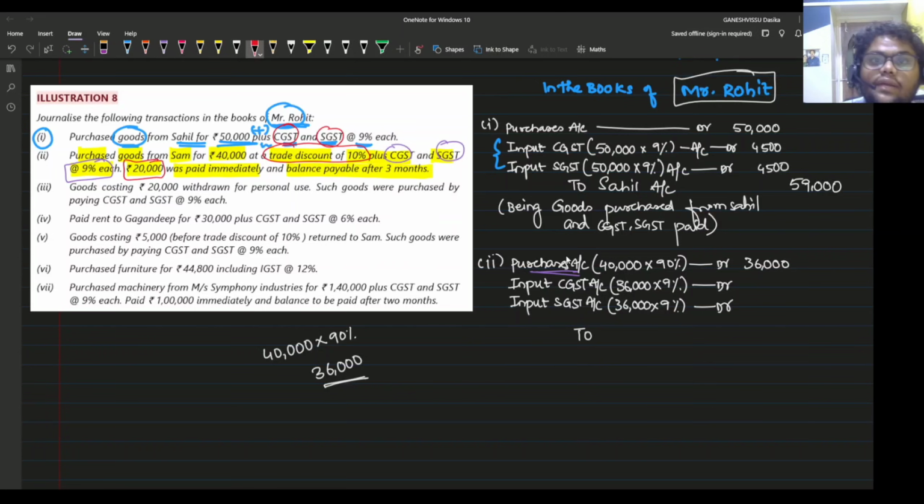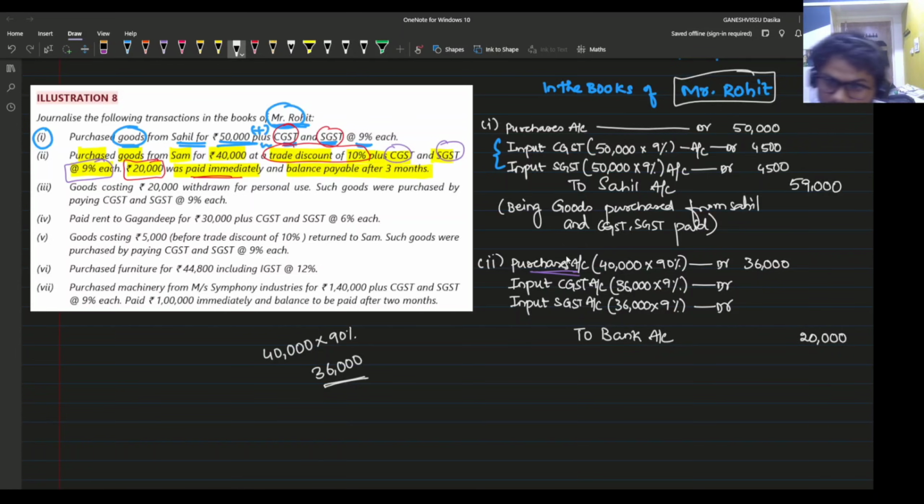20,000 was paid immediately. He is mentioning that 20,000 was paid immediately. So it is a mixture of both cash transaction as well as credit transaction. For the amount we have paid in cash, we are going to maintain it as a bank account or cash transaction. For cash transactions usually involving more than 10,000 rupees, we write bank account. How much? 20,000. So he is paying 20,000 in cash.